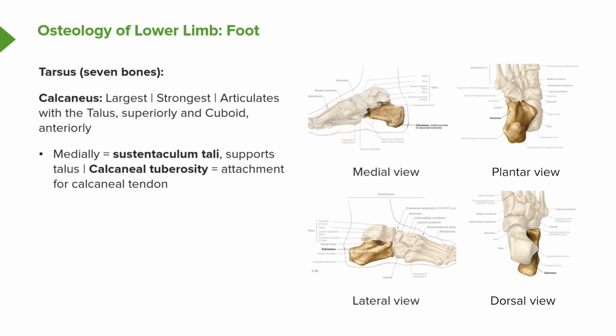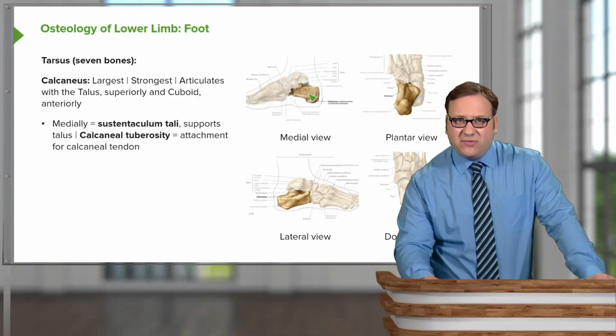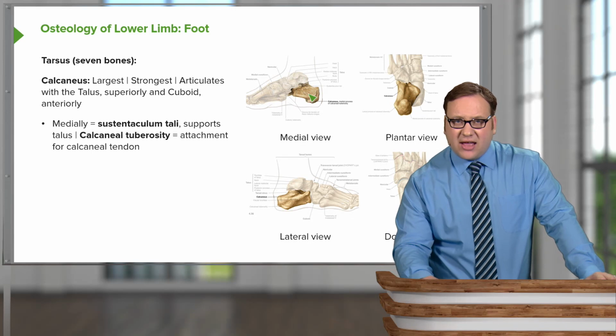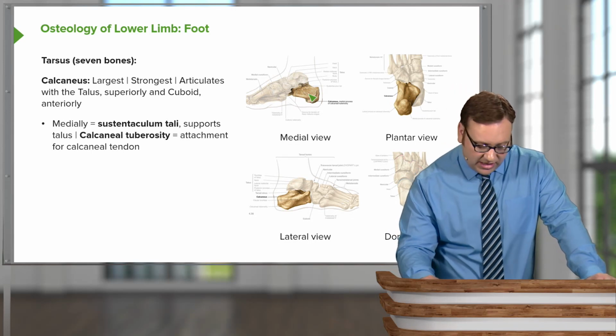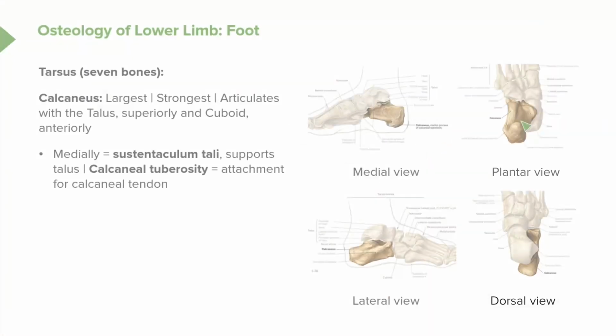Let's start off with the calcaneus. We can see it's the largest, the strongest of the tarsal bones, and articulates with the talus superiorly and the cuboid bone anteriorly. We can see it here. We can see it if we have a plantar view here, a lateral view, and that dorsal view.